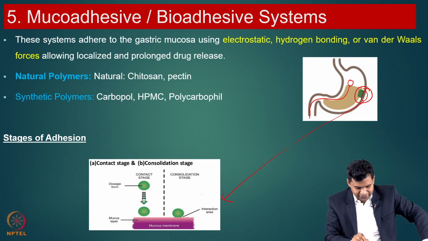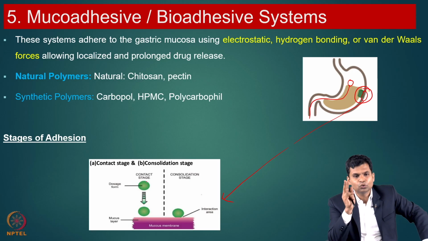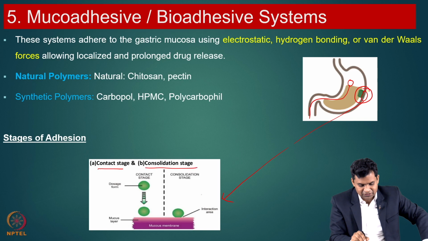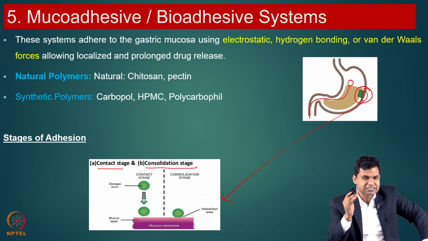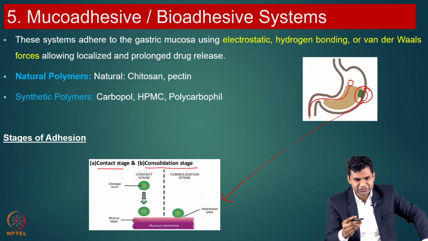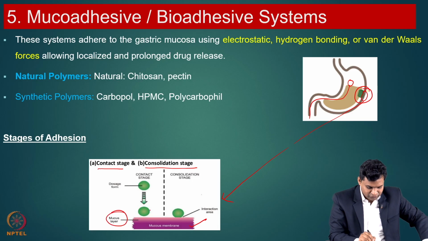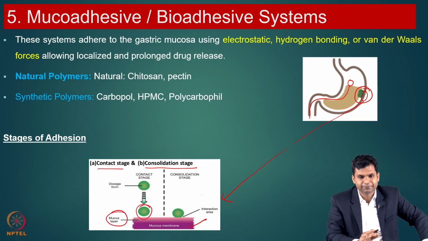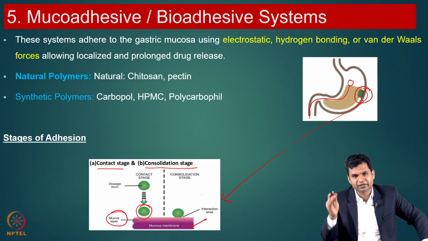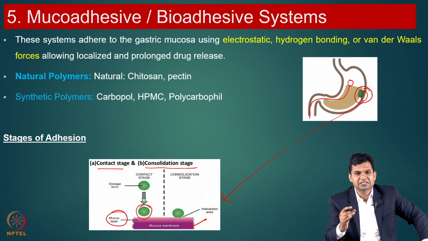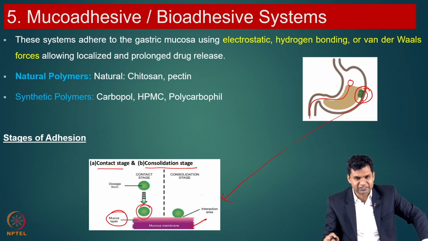Now, we can see that mechanism in this figure also. Here is the mucous membrane. After administration, it undergoes two different stages: the contact stage and the consolidation stage. In the contact stage, after administration, it goes and adheres to the mucous membrane. This is the mucous layer, and you can see it is only contacting. The consolidation stage is very important for the mucoadhesive system, and it depends on various factors, which we will discuss in our upcoming lectures on mucoadhesive drug delivery systems.